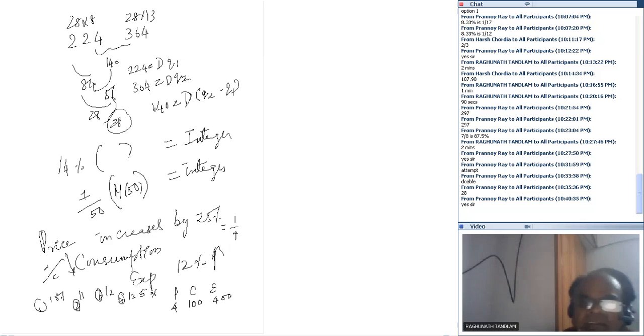Expenditure increases by 448. It becomes 5. Roughly 90. A 10% reduction, slightly less than 10%. Strictly speaking, 9.6, 9.4%, around 10%. What did I do here? I took the price as 4, consumption is 100, expenditure becomes 400.